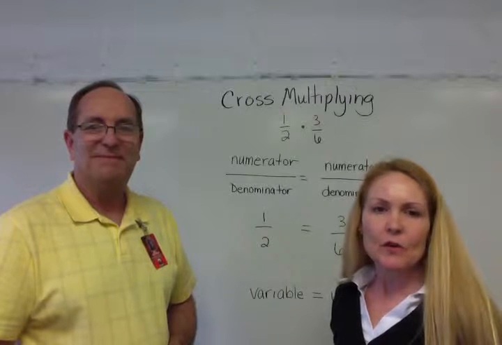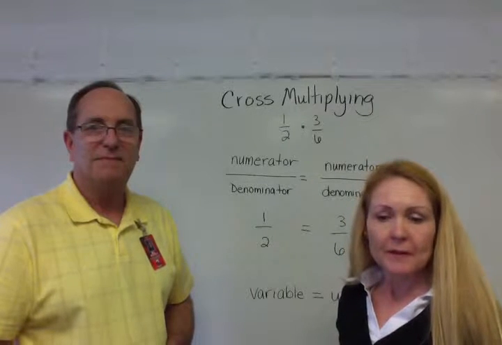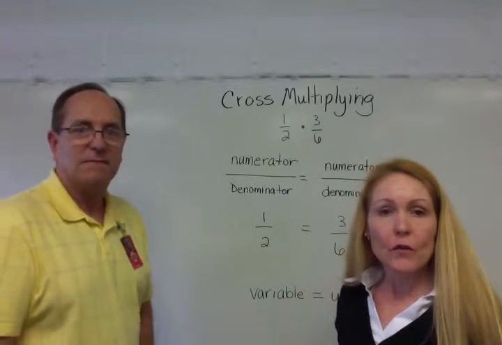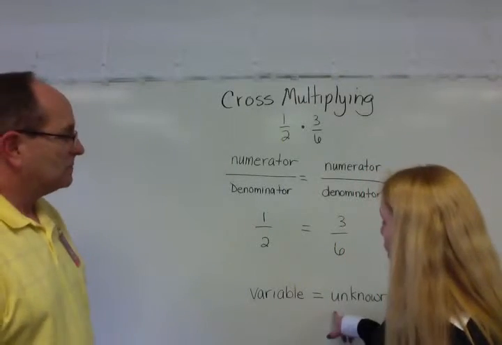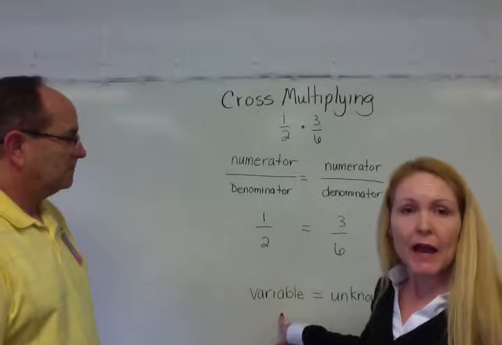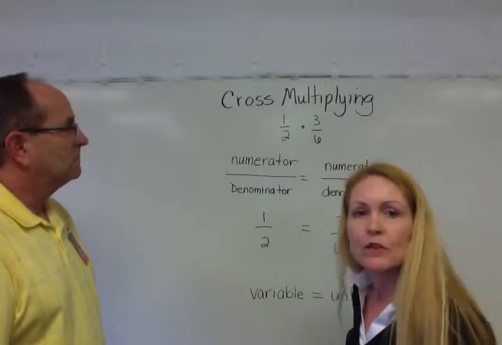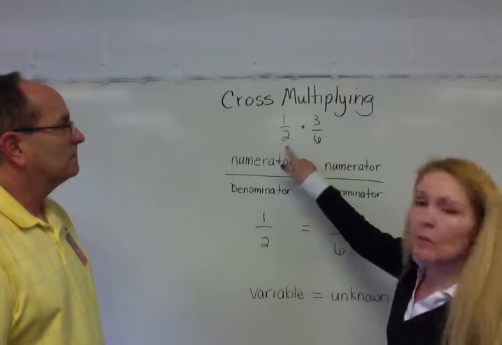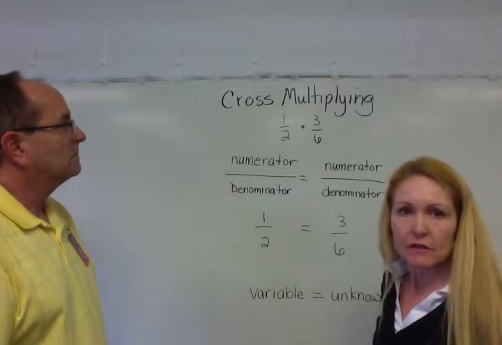Hi, we're going to do a short video on cross multiplying. Cross multiplying is a math strategy where you solve for an unknown. An unknown is always represented by a variable, which is a letter. Cross multiplying is not multiplying fractions, okay?